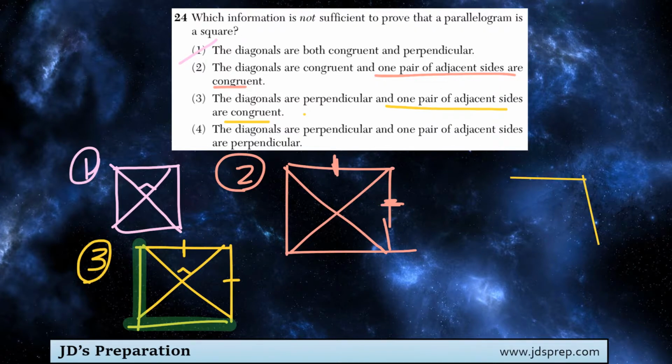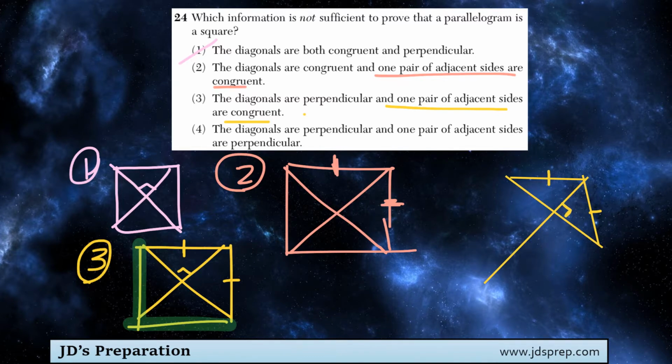So on the right-hand side of the screen here, you can see I've started by drawing two adjacent sides that are congruent. They're going to be the same length. The next thing I'm going to do is draw my diagonals. I'm going to do one here so that when I connect these two, we now have two perpendicular lines. I know it's not perfect, but you get the idea.